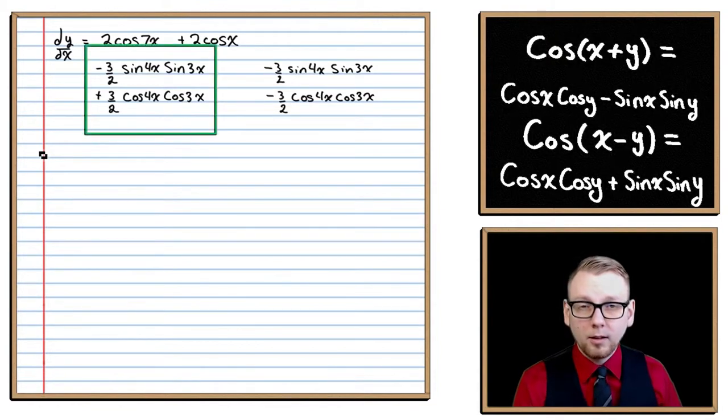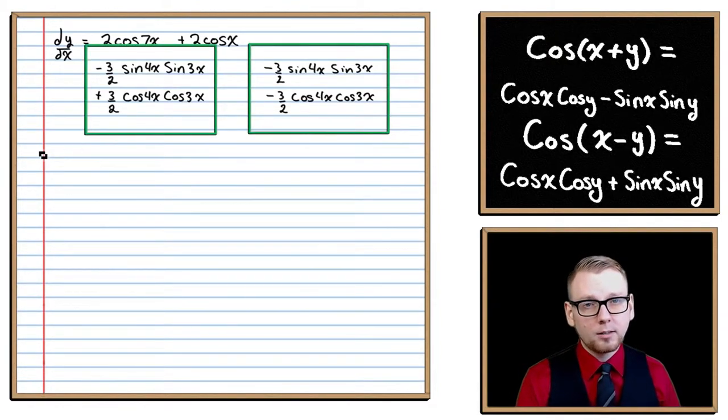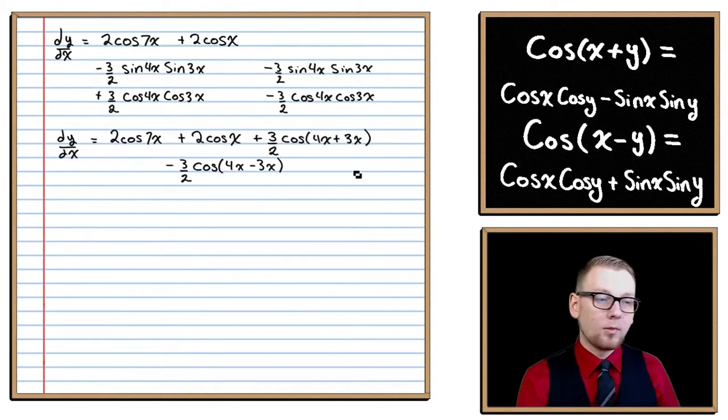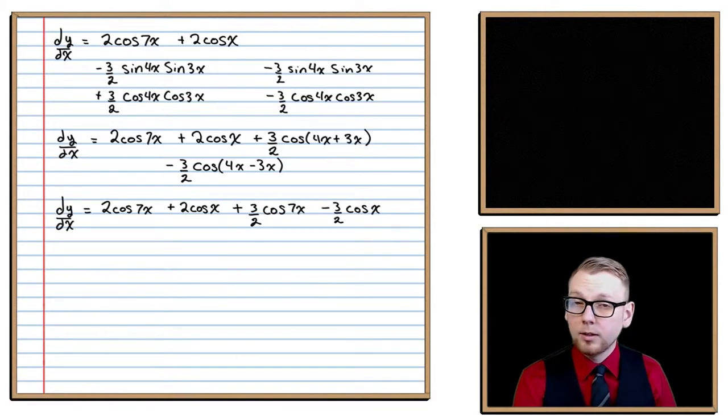The group on the left is the cos x plus y, and the group on the right is the cos x minus y. So then we have 3 over 2 cosine of 4x plus 3x. And we have minus 3 over 2 of cosine of 4x minus 3x. Now we have all like terms, so let's add them together.